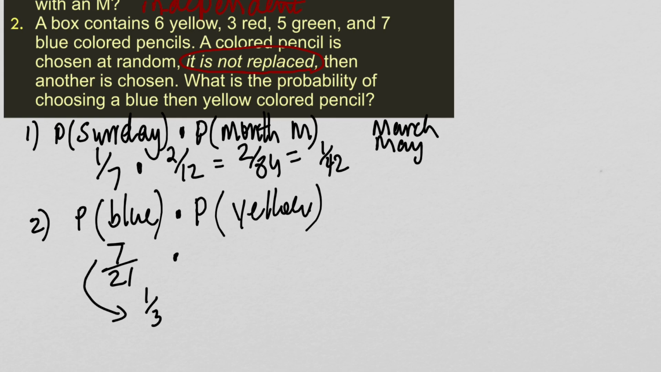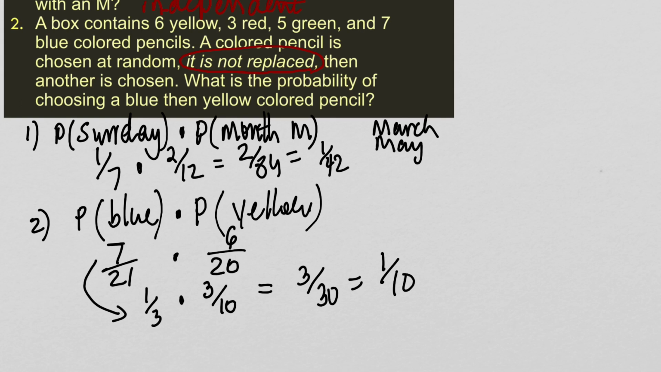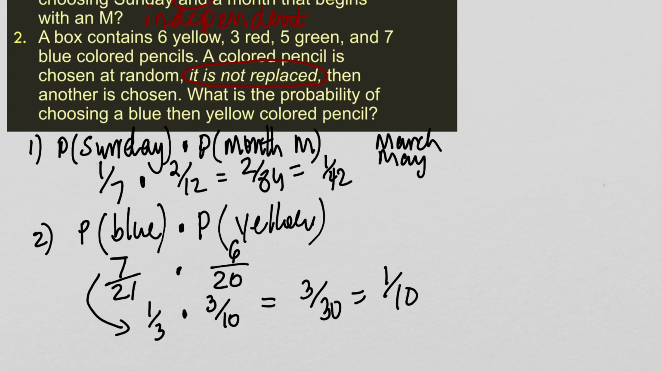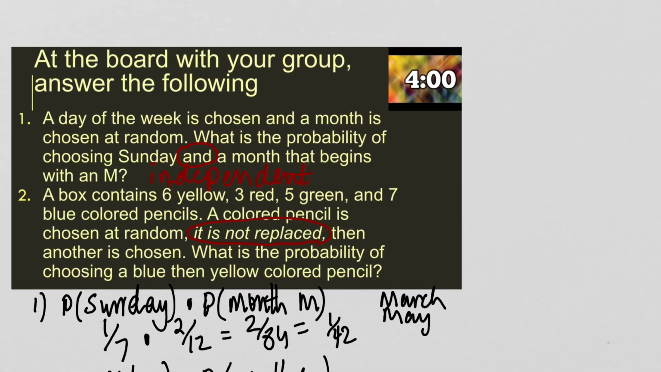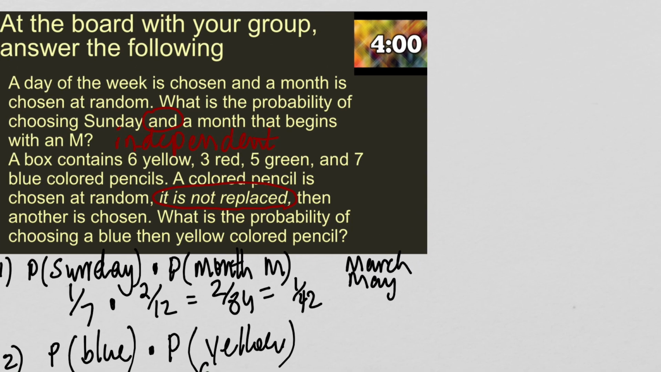Now, think about it. When I go back in the box, there are only 20 pencils left. So the probability of then choosing a yellow would be 6 out of 20. And 6/20 reduces to 3/10. Now I'm going to multiply across, 3 on the top, 30 on the bottom, which reduces to 1/10. Okay, so just be careful. You're still using the same formula for both multiplying, even if it's independent versus dependent.